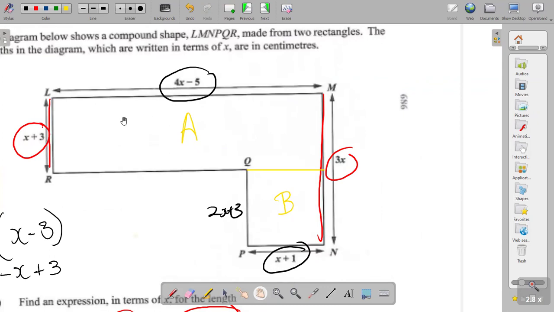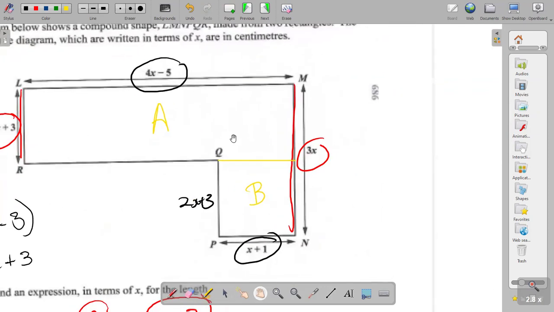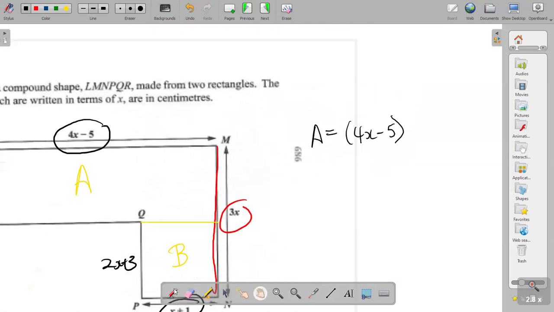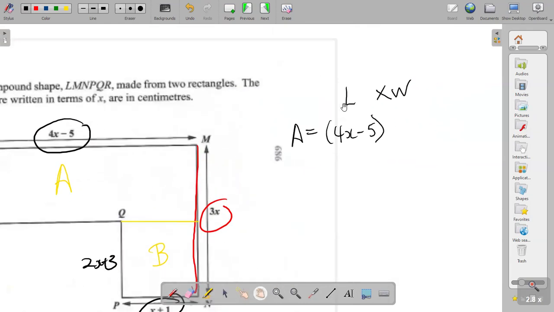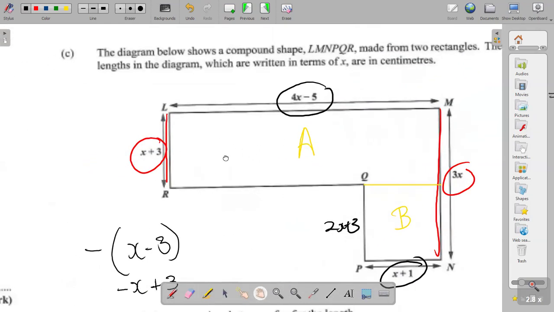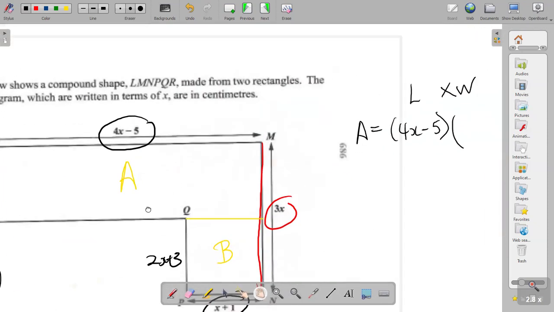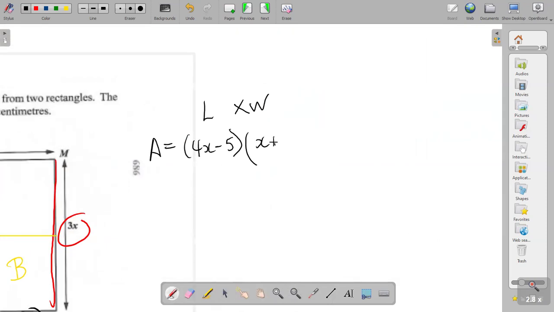So we have the length and the width for A, and this would be the width and this would be the length. Agreed? Make sure you're with me. So I'm just going to write out the formulas here. A is 4x minus 5. Anybody realize I'm writing it in a bracket together? Because what's the area of a rectangle? The area of a rectangle is length times width. And this is the length, and this is the width. So it is times x plus 3.